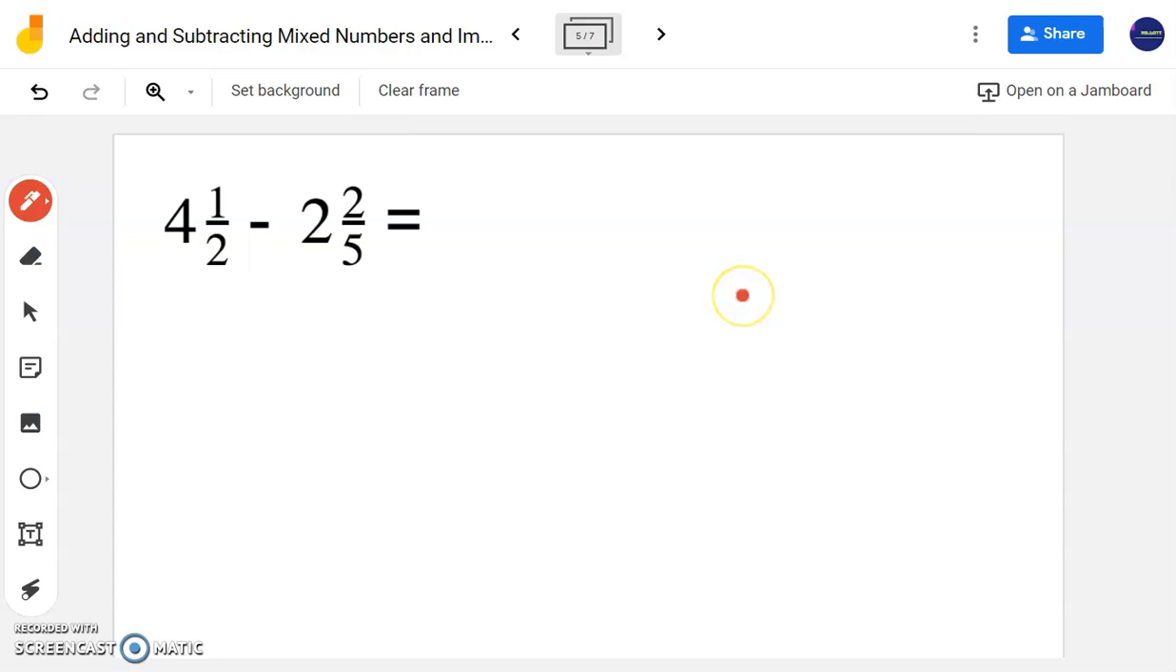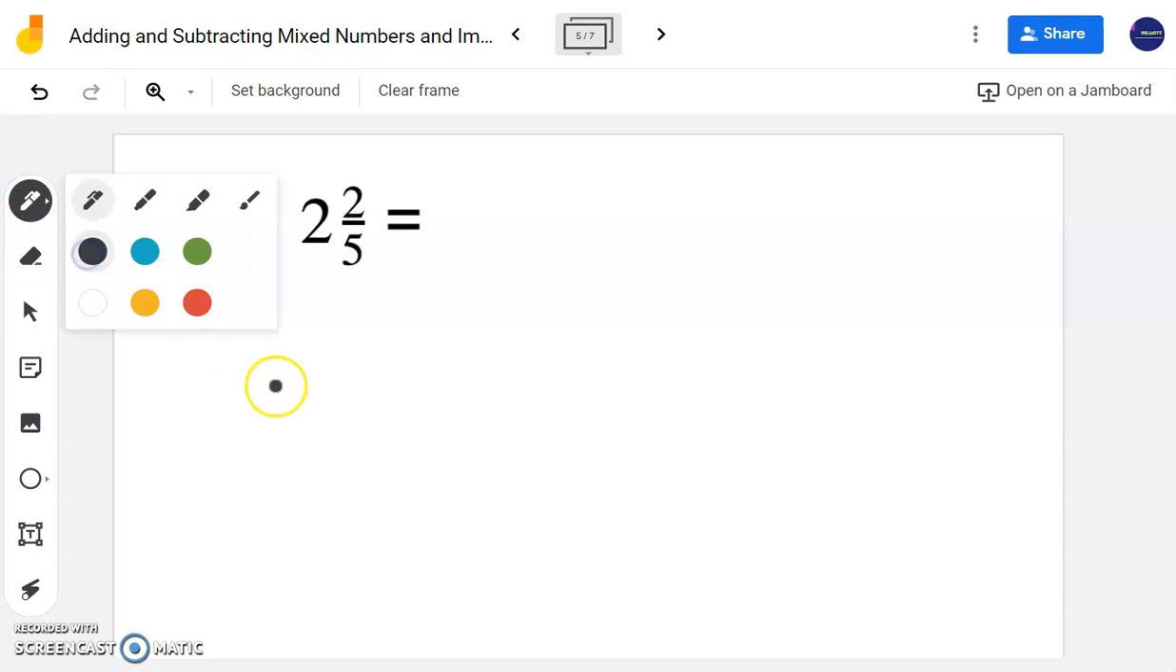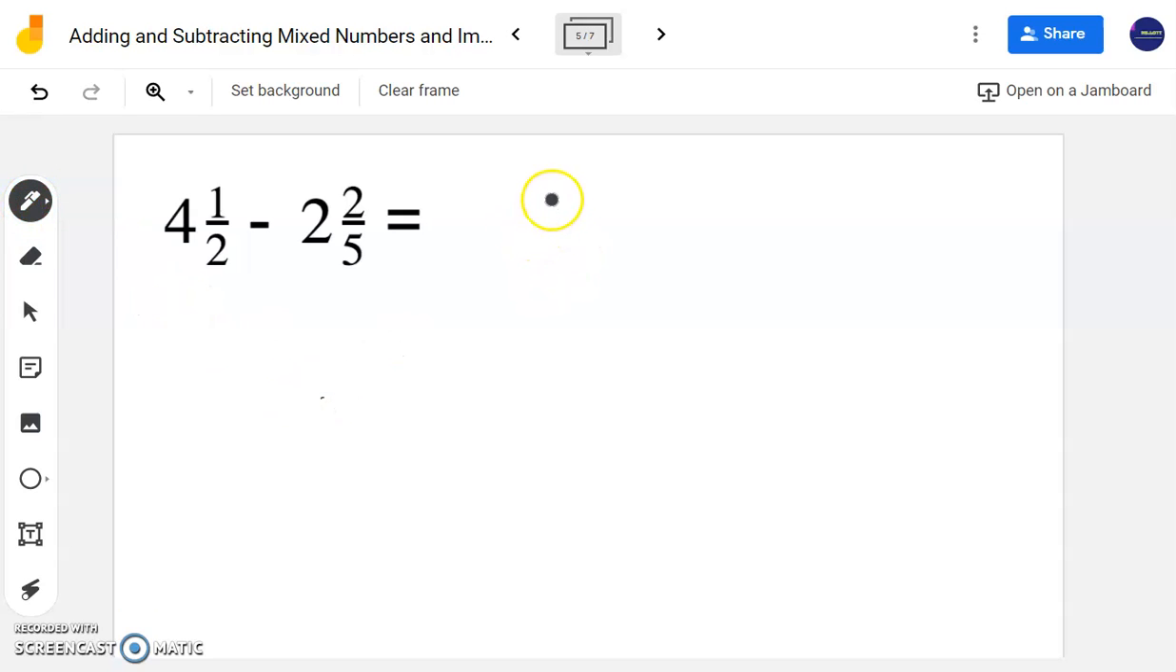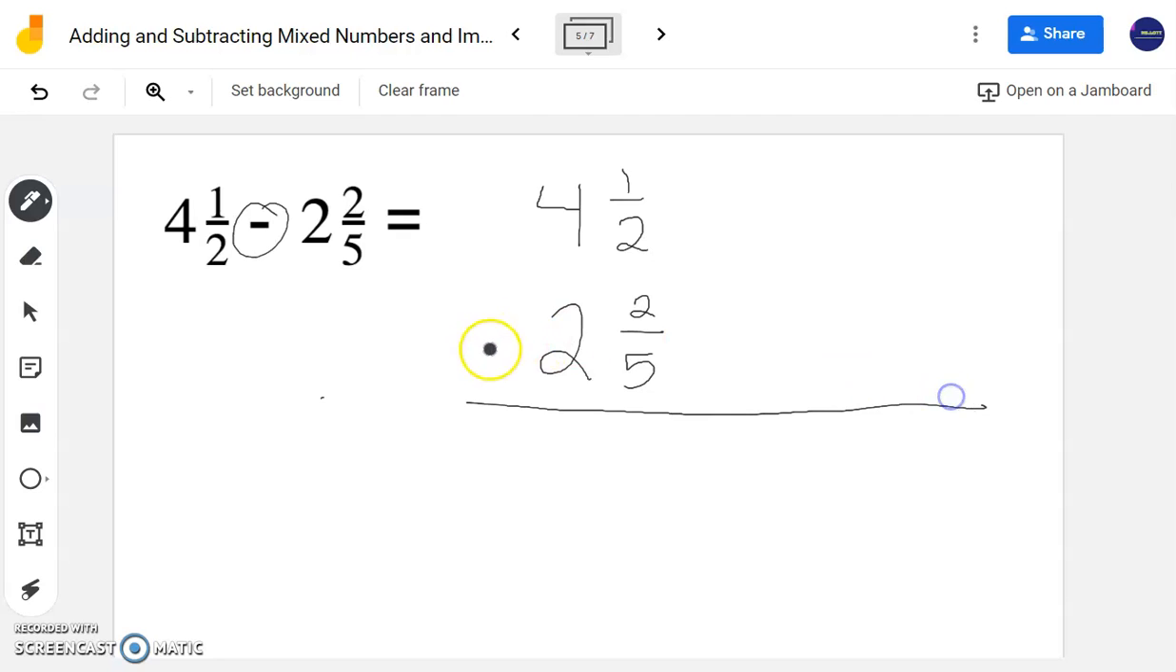So now we're going to do the exact same problem, well, with a little different numbers this time, but we're going to subtract, because I want to show you that you're doing the same process whether you're adding or subtracting. So now let's take a look here. We have 4 1/2. I'm going to set this one up vertically. And 2 2/5. I recognize I have subtraction. Always look at your operation symbol before you begin.